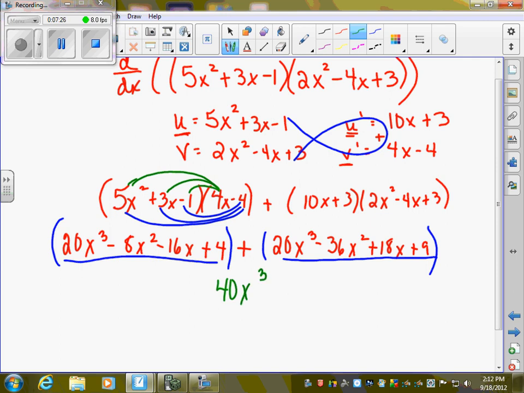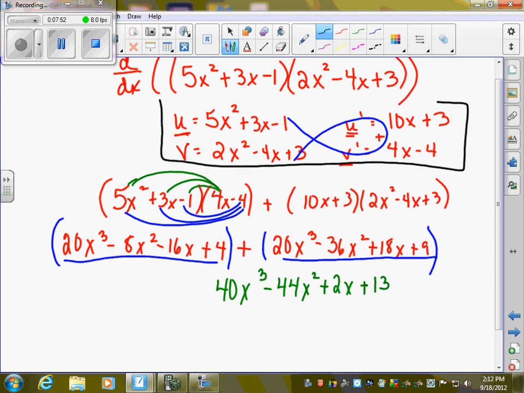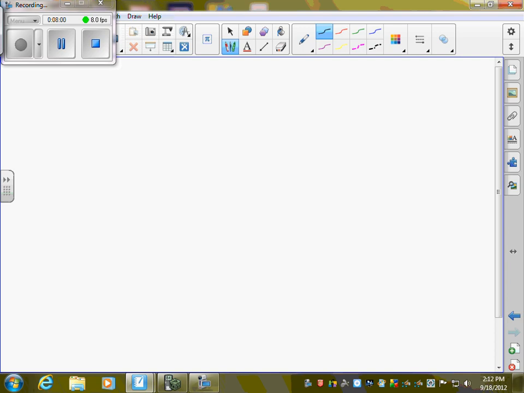And now what I do is just combine at the end, and I would get 40x cubed. Negative 8x squared and negative 36x squared would be negative 44x squared. Negative 16x and positive 18x would be plus 2x. And then positive 4 and positive 9 would be positive 13. Okay. Once you get used to it, I think you're going to really find that if you'll set these up in table form, they're going to be a whole lot easier to find the derivatives for.